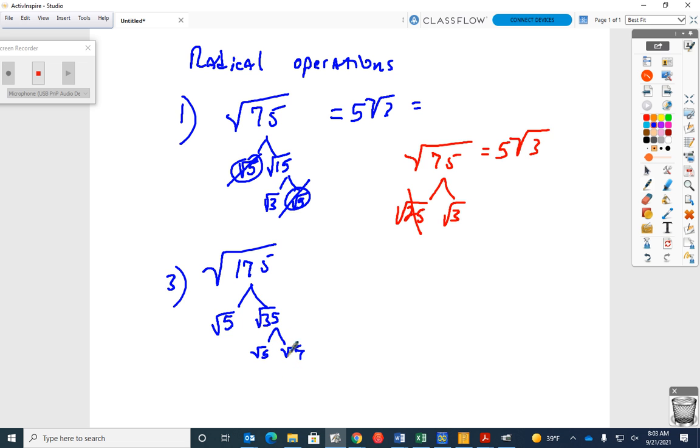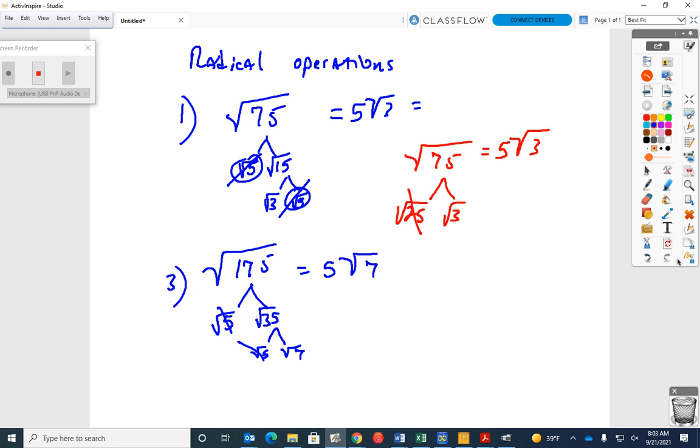Can I go any further on either of these? No. Do I have any that repeat? Which is the same as 5 squared, right? 5, what stays inside the radical sign? What's all that's left? Can I go any further than that? No. Did you write this stuff down?